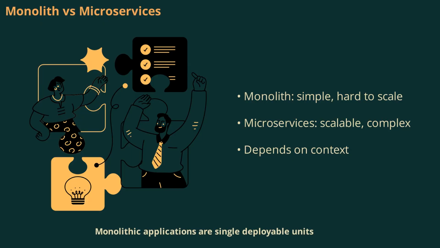Monolithic applications are single deployable units, making them easier to start and develop locally but harder to scale independently. Microservices, on the other hand, are independently deployable, allowing for easier scaling and better ownership boundaries, but they introduce more operational complexity. The right choice depends on your business needs and team maturity.